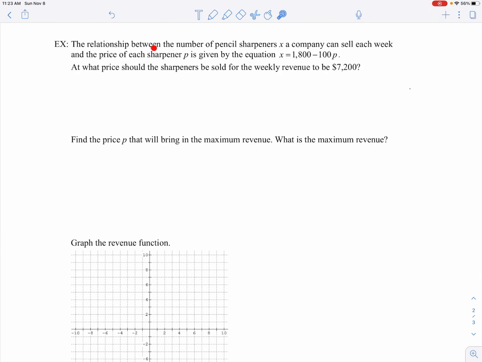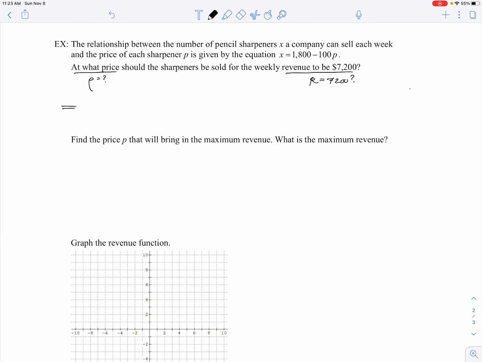The relationship between the number of pencil sharpeners X a company can sell each week and the price of each sharpener rho is given by the equation X is equal to 1800 minus 100 rho. At what price should the sharpeners be sold for the weekly revenue to be $7,200? So this question is, at what price? What should rho be so that the revenue is equal to 7,200?